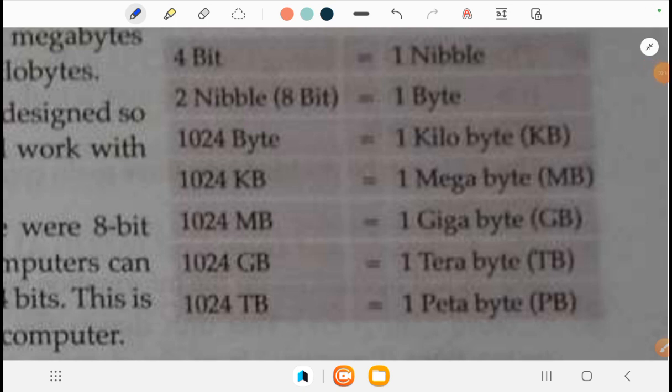Here you can see the data measurement of a computer. With 4 bits we have 1 nibble, and 2 nibbles, that is 8 bits, represent 1 byte. 1024 bytes represent 1 kilobyte. 1024 kilobytes represent 1 megabyte. 1024 megabytes is also known as 1 gigabyte or 1 GB. With 1024 gigabytes we can have a terabyte, and 1024 terabytes make 1 petabyte.